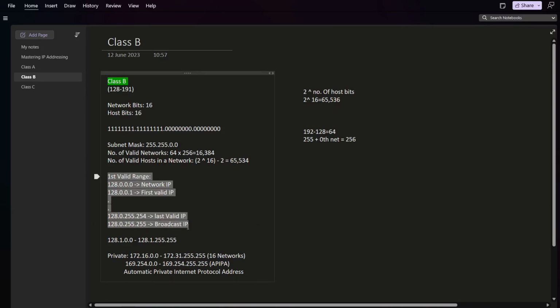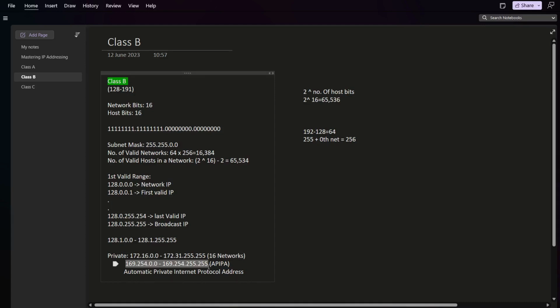The range we have calculated here is this range. Now, the private range for class B is 172.16.0.0 to 172.31.255.255. So we have 16 networks for the private in class B.